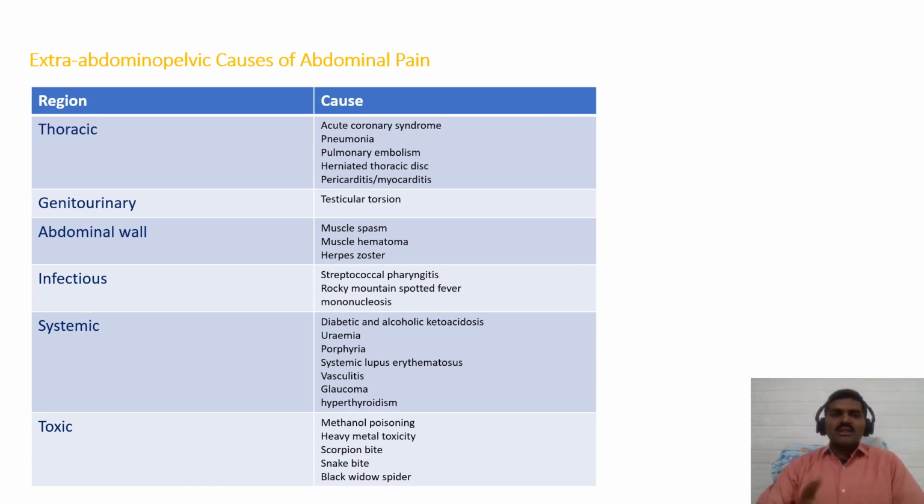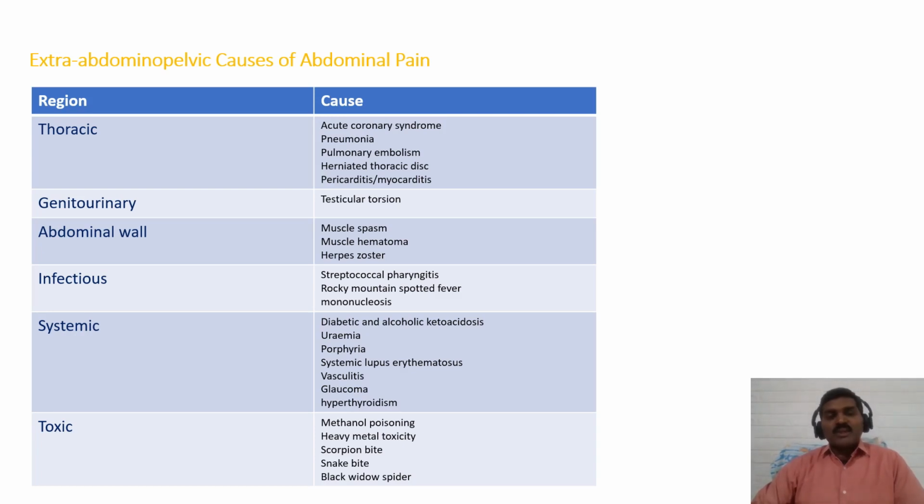Genitourinary system, mainly testicular torsion, because the testis has descended from the abdomen. Testicular torsion can present as pain inside the abdomen. Sometimes there can be a torsion of an undescended testis, which causes abdominal pain. Abdominal wall muscle spasm, muscle hematomas, and herpes zoster are the common causes. Infectious causes like streptococcal pharyngitis, especially in children, can present as abdominal pain.